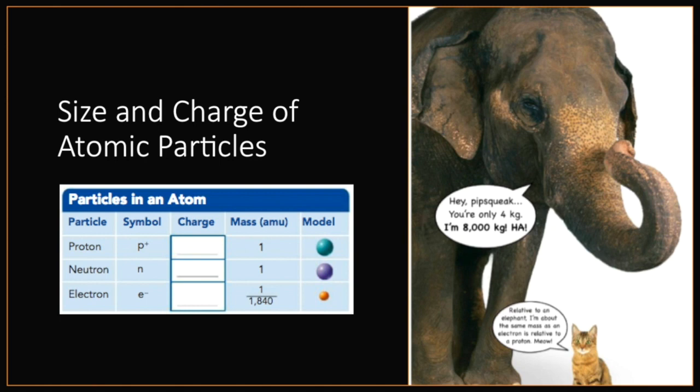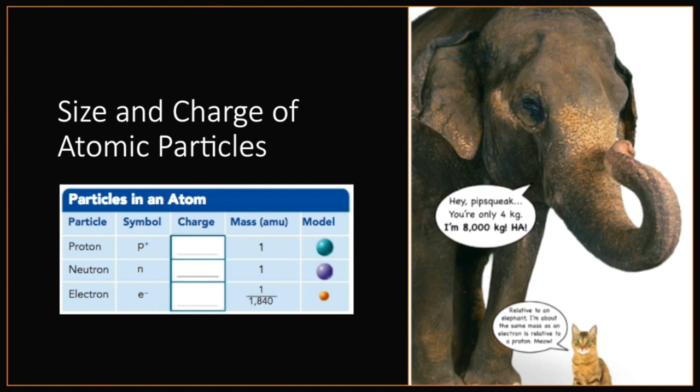So let's think about the size and the charges of those atomic particles. We've listed the 3 things that make up an atom. How do they compare to each other? Look at the elephant in this diagram. He's making fun of the cat for being so tiny. He's saying to the cat, "You're only 4 kilograms, but I'm 8,000 kilograms." And the kitty cat responds to him, "Relative to an elephant, I'm about the same mass as an electron is relative to a proton."